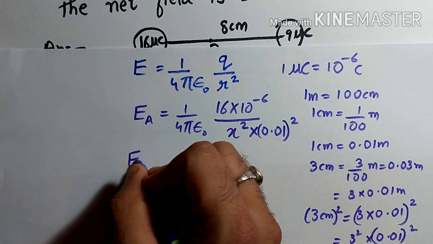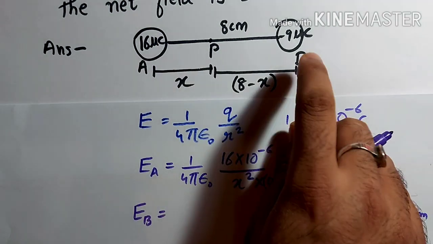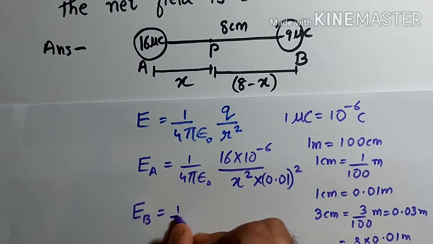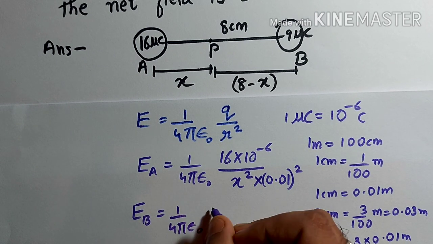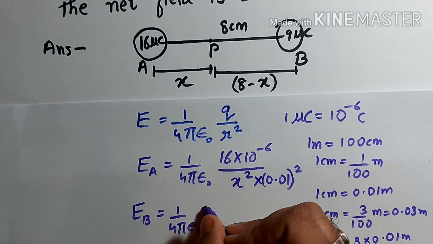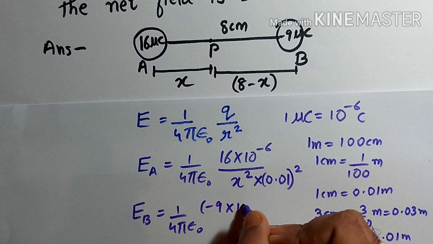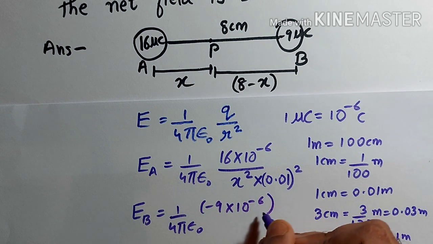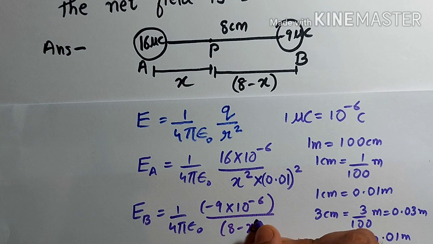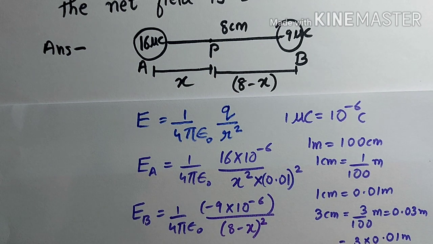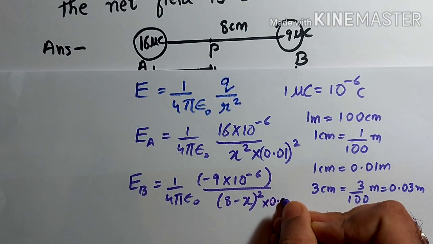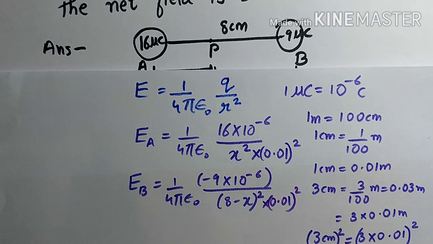Similarly, electric field due to charge at point B is written as 1 by 4 pi epsilon naught into Q, that is minus 9 microcoulomb, or we can write minus 9 into 10 to the power minus 6 by 8 minus x whole square. Again, it is in centimeter, so we'll convert it by multiplying 0.01 whole square.